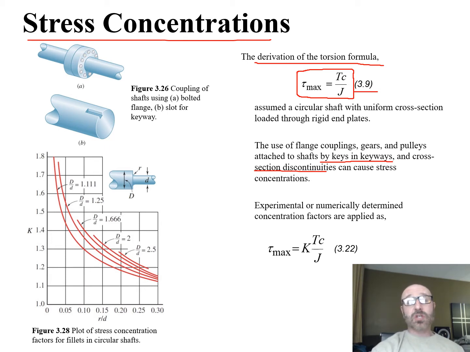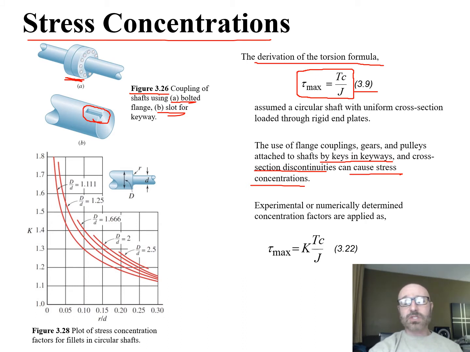So we can take a look at these coupling shafts up here in figure 3.26. We can see two different types. The first one in part A is a bolted flange. So there's that flange we're talking about right there. And then you can see in part B down here, we have the slot for a keyway. So these are some practical applications that you've seen before in a couple of different scenarios. And both of these, as we see down here, are going to lead to and cause stress concentrations.